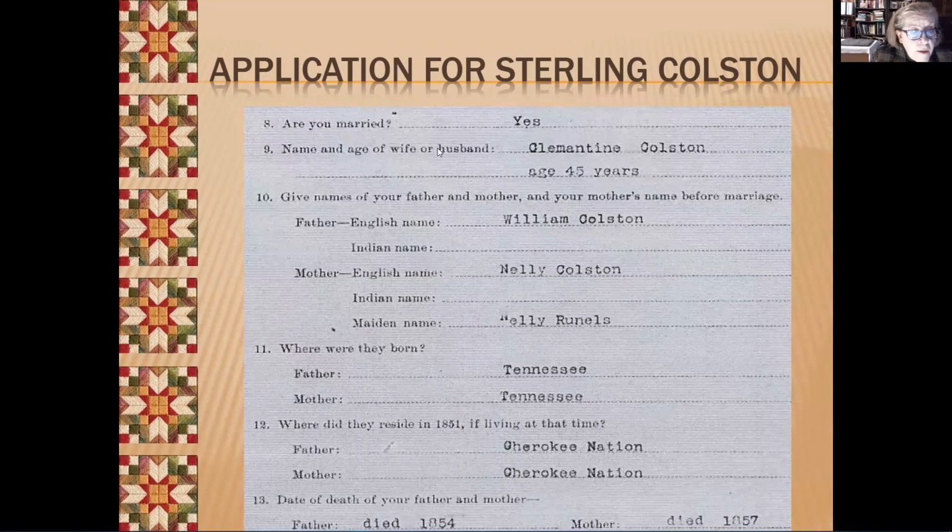But then after he goes through all that, then, are you married? Yes. Name of your wife. How old is she? Give the name of your father and mother and your maiden name, rather, her maiden name. So the name of my father is William Colston, the name of my mother is Nellie Colston, and her maiden name is Runnels. Where were they born? And down here at the very bottom, when did they die? So he's got both their birth and death information for his parents.